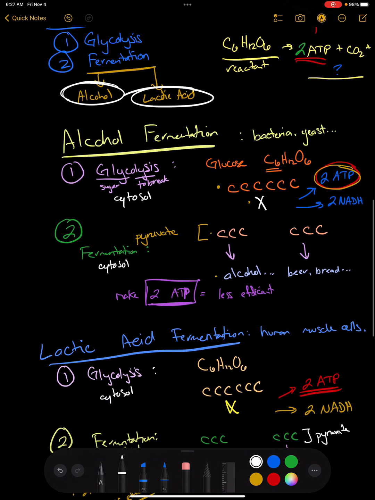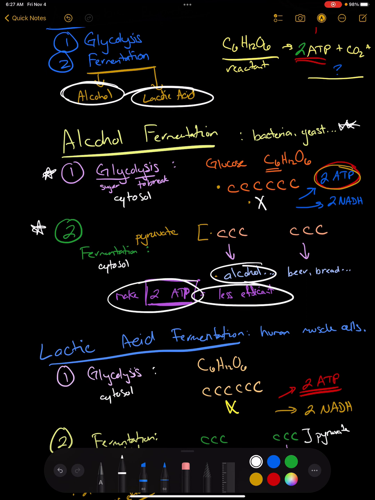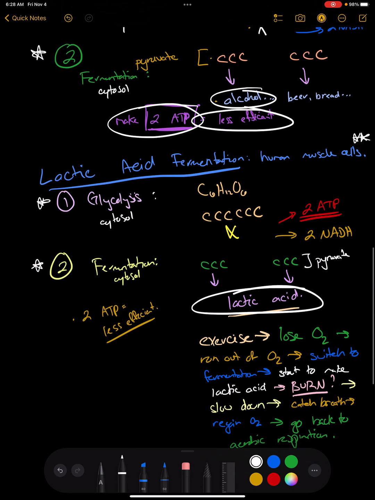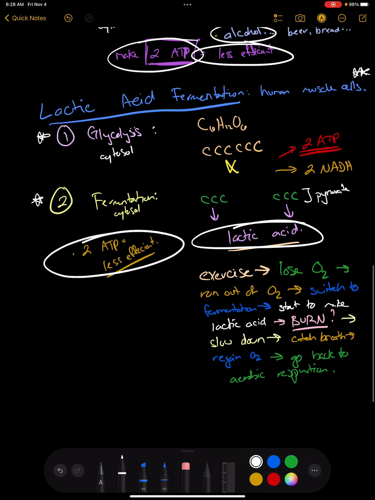In alcohol fermentation, the bacteria and the yeast, they break apart that sugar through glycolysis, and then they switch to fermentation where alcohol is a product. And in the end, I only get to make 2 ATP, which is super less efficient. And then in muscle cells, I get to do the same process. I get to do glycolysis. And then when I run out of oxygen, I switch to fermentation, which makes my cells make lactic acid. I only get 2 ATP, which is super less efficient.